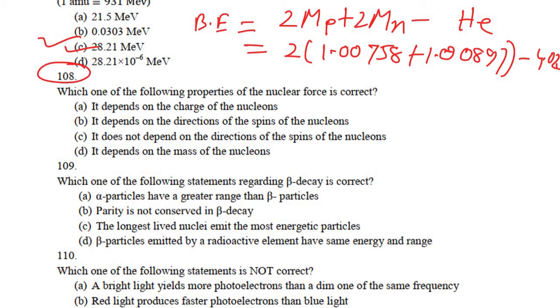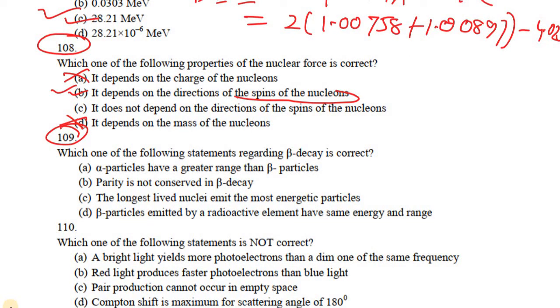Next is 108. Which of the following properties of the nuclear force is correct? It depends on the charge of the nucleus? No, it's charge independent. It depends on the direction of the spin of the nucleus? It does not depend on the direction of the spin. It depends on the mass of the nucleon? It is also mass independent. Nuclear force depends on the spin of the nucleus, so option B will be the correct one.